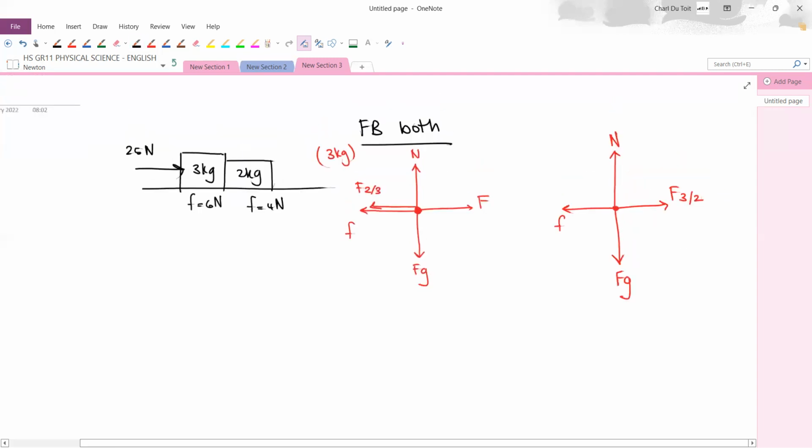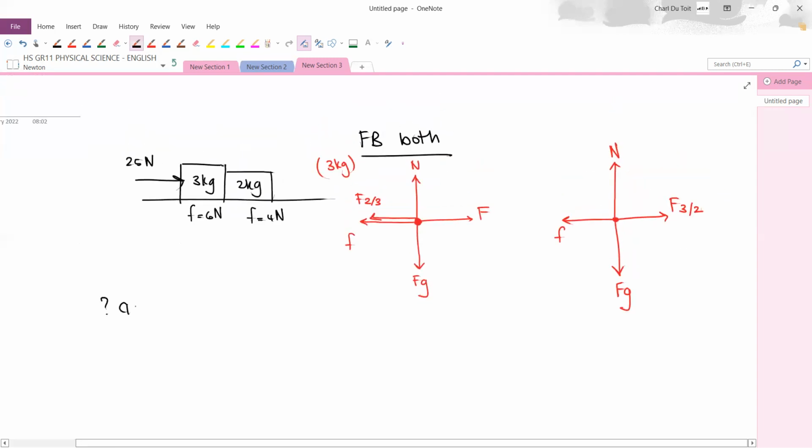And now they're going to ask you whatever. What's the acceleration? Have you done any examples like this? I came across a few of these. Okay. A few.